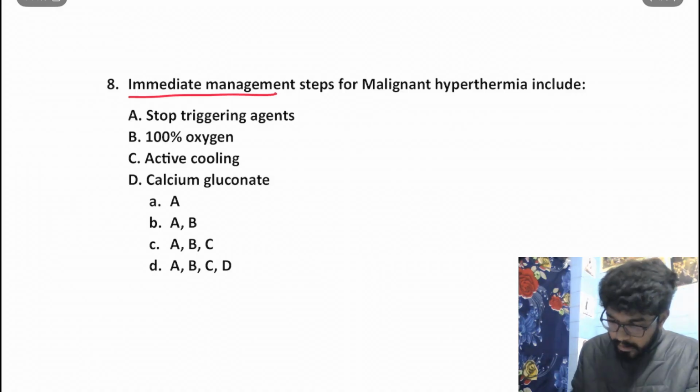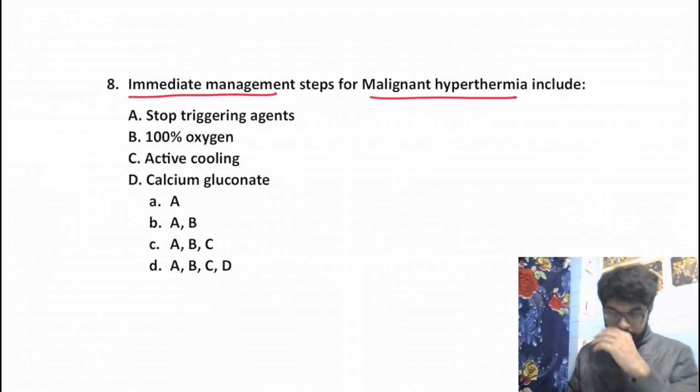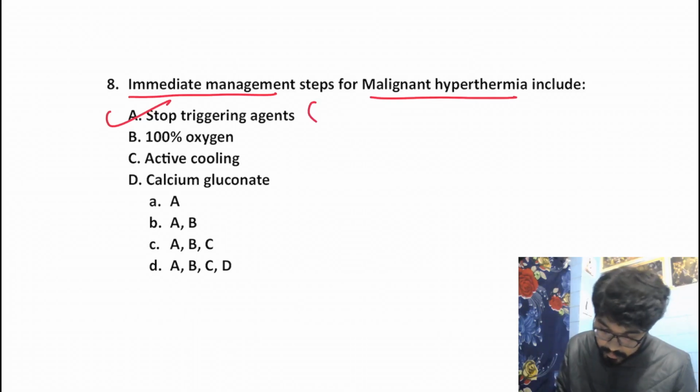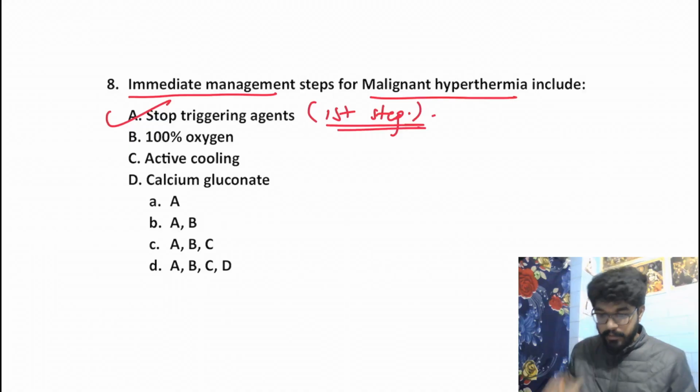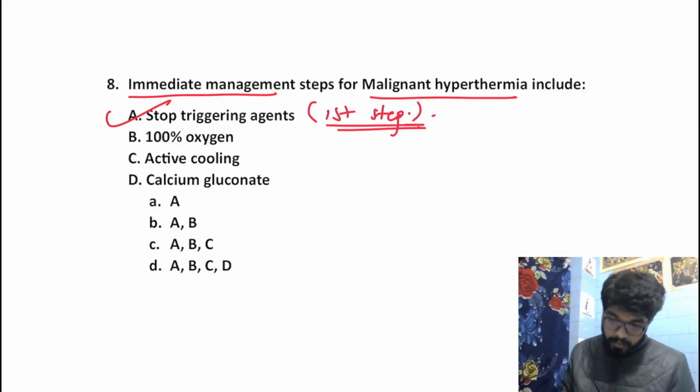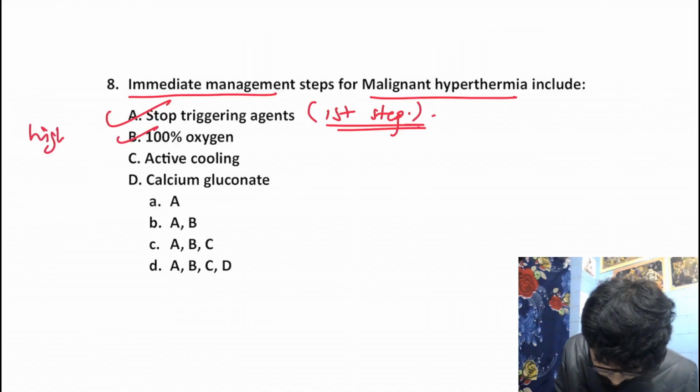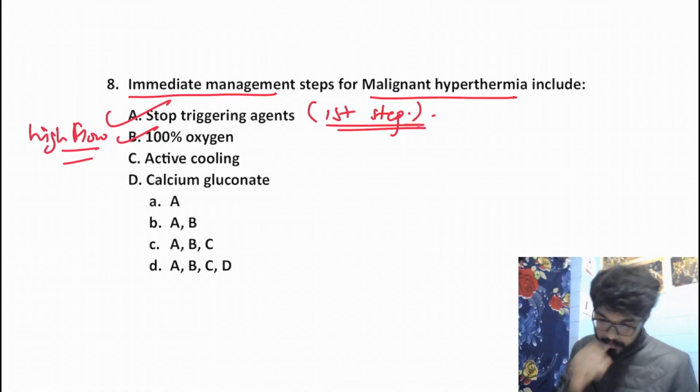The immediate management steps for malignant hyperthermia include stop triggering agent. Yes, this is rather the first step that we should do, right? We should stop the triggering agents. Then 100% oxygen. Yes, we need to use high flow 100% oxygen.